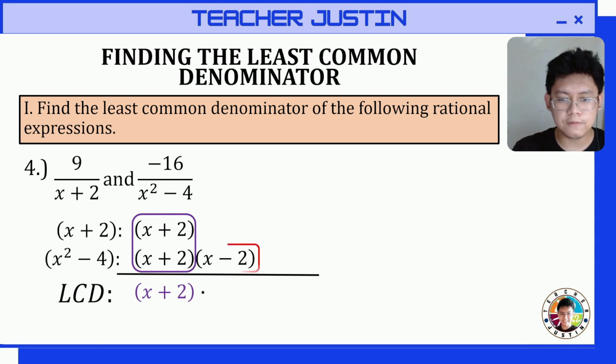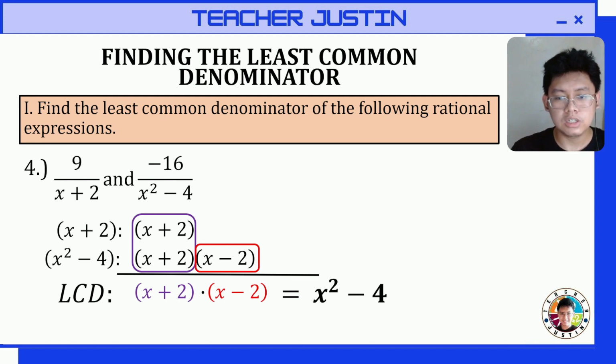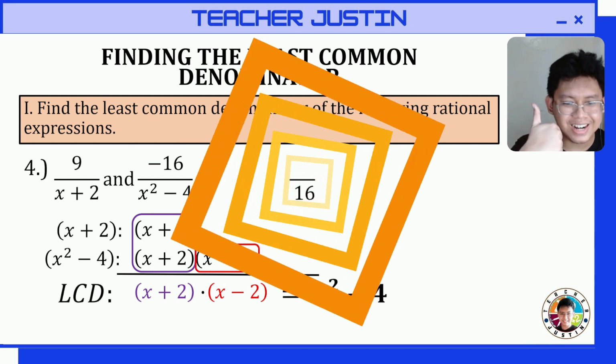And then, yung other factor na x minus 2, isali din natin. Then, let's multiply them. X plus 2 times x minus 2. That will give us our LCD, which is x squared minus 4. And that's it. Ta-da! Alright.